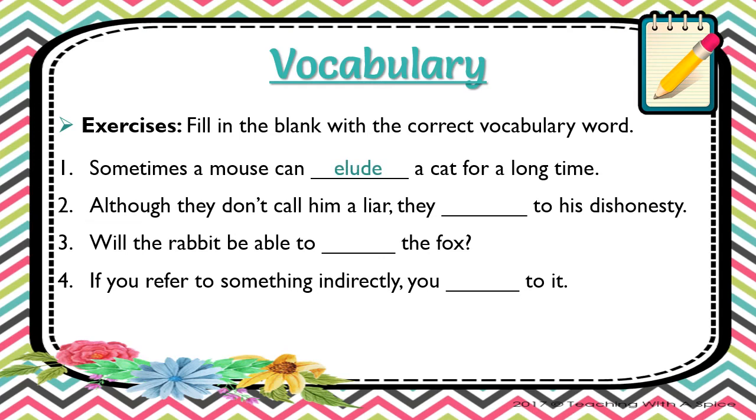The first one, sometimes a mouse can elude a cat for a long time. So they're escaping, they're staying away from the cat. Number 2, although they don't call him a liar, they allude to his dishonesty. So they don't directly call him a liar, but they are saying indirectly that that's what he is. Number 3, will the rabbit be able to elude the fox? So to stay away from it. Number 4, if you refer to something indirectly, you allude to it.